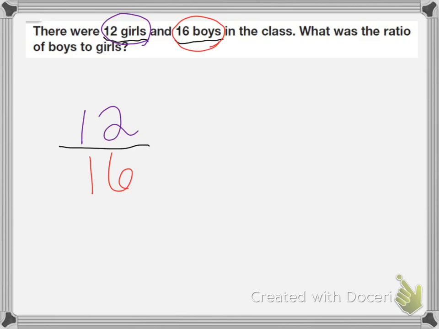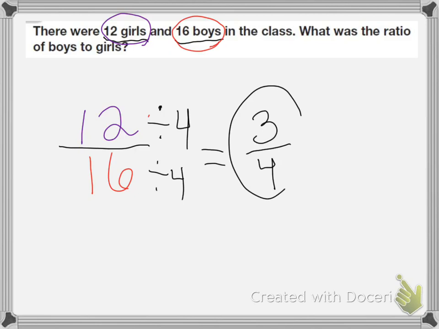You reduce ratios the same way you reduce fractions. So I look at it and I know that both 12 and 16 can be divided by 4. So I'm going to do 12 divided by 4 and 16 divided by 4. 12 divided by 4 is 3. 16 divided by 4 is 4. So my final ratio is going to be 3/4.